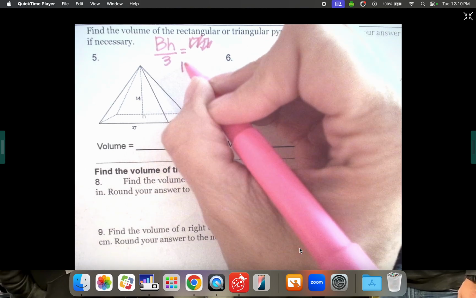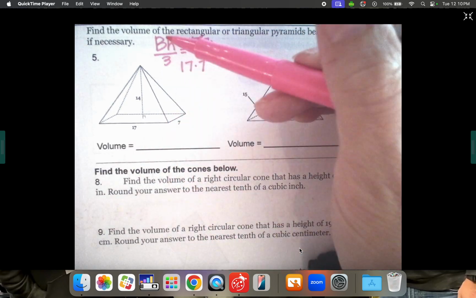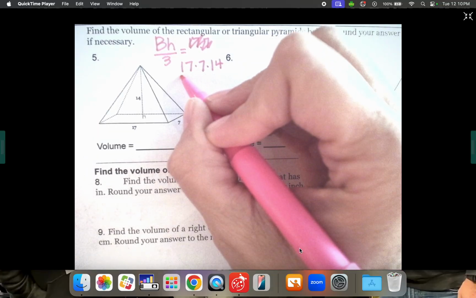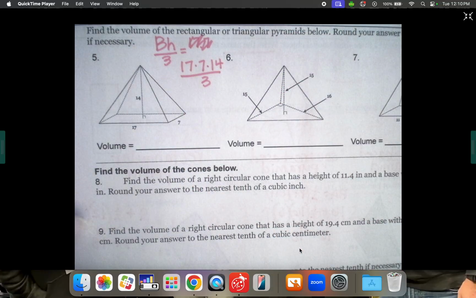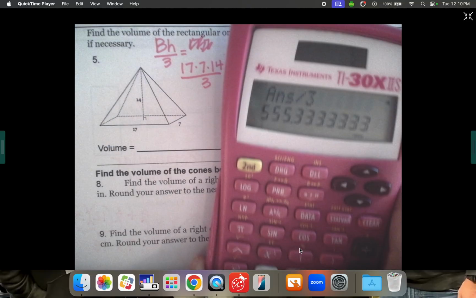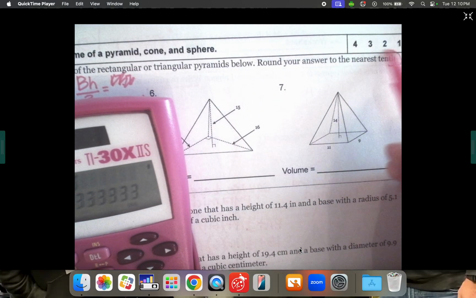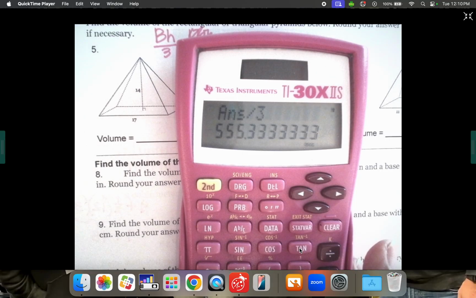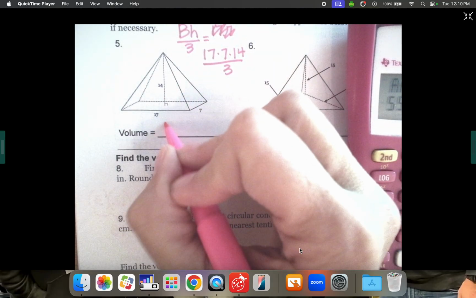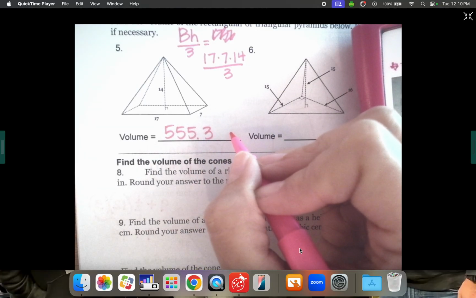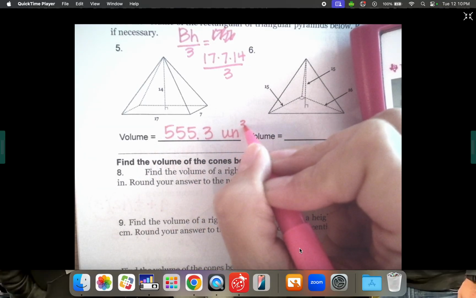It's going to look like 17 times 7, and then times the height, which is 14, and then divided by 3. So I'm going to put in my calculator 17 times 7 times 14 equals divided by 3 equals, and it's a weird number, but it tells us to round to the nearest tenth. So I'm going to do 555.3. All right, so that is, we don't know, but it's cubic units.